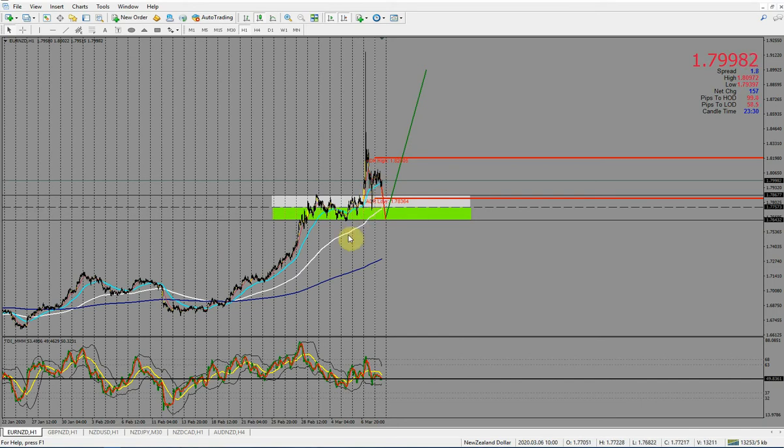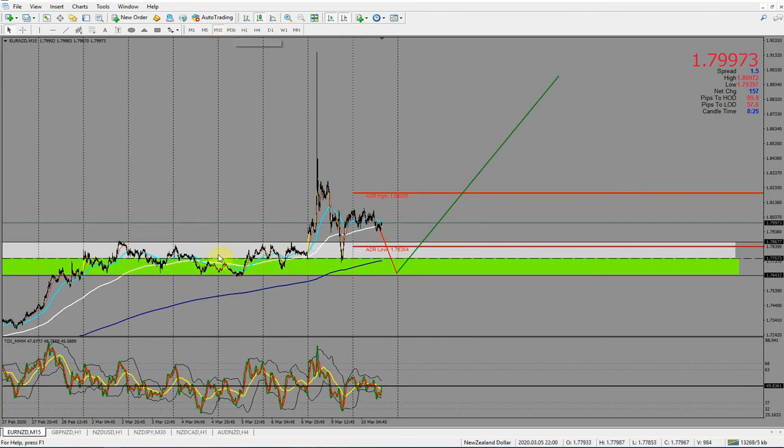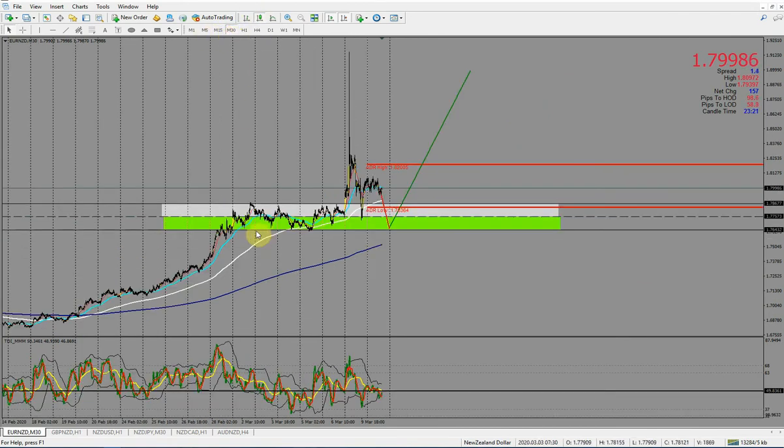As you can see, on the 15 minutes, this is a major support and resistance area. Price was very reluctant to break out of the zone to the upside, and then yesterday morning it did exactly that. It broke to the upside, leaving a gap.